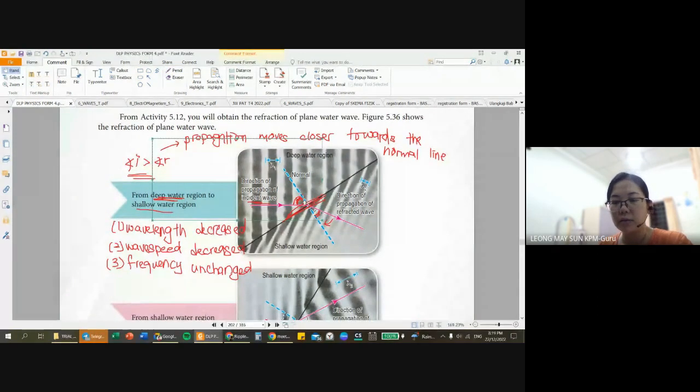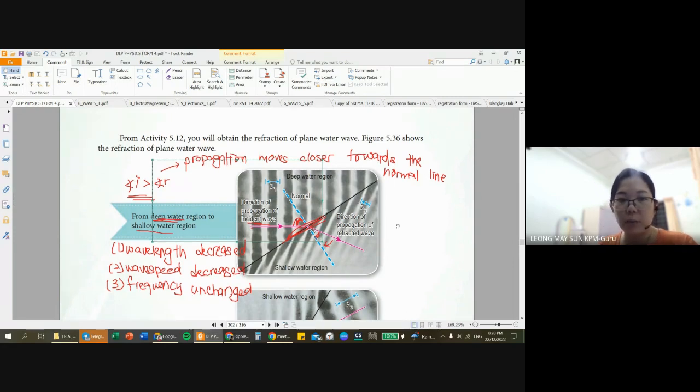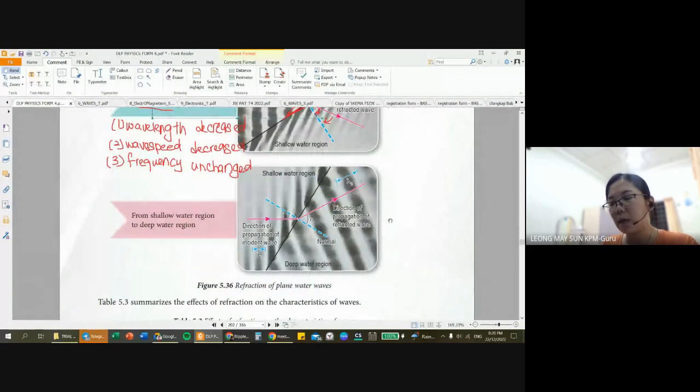All right, so that is actually known as the incident angle, and the refracted angle is between the refracted wave line and the normal line. So the refracted wave will actually move closer towards the normal when it's moving from a deep region to a shallow region. I hope you guys wrote down the notes while I'm explaining this. When we come to light waves in chapter 6, it will be even clearer for you to understand.